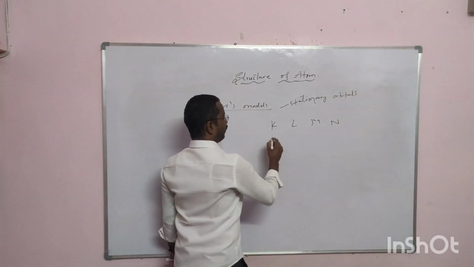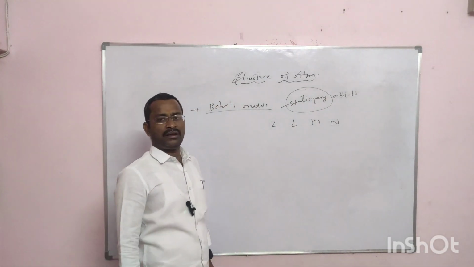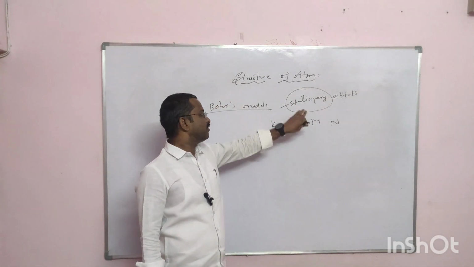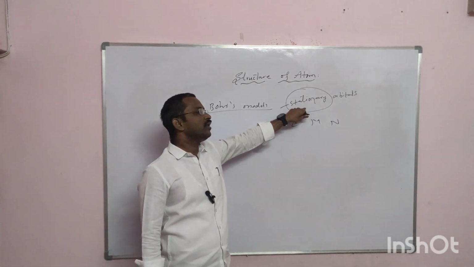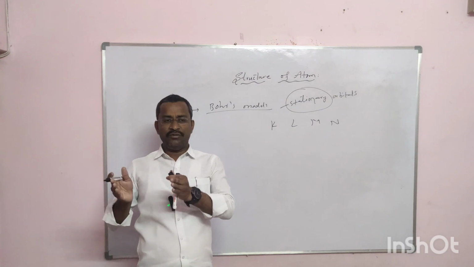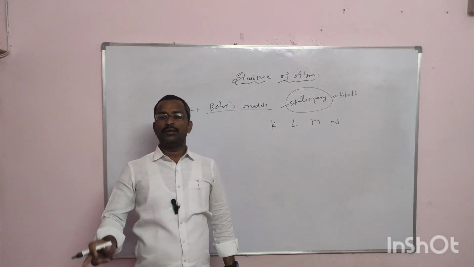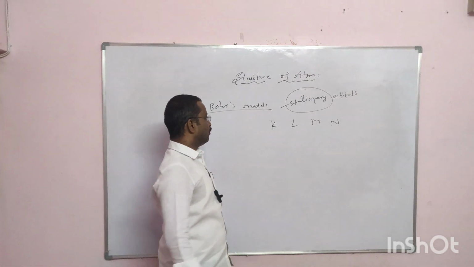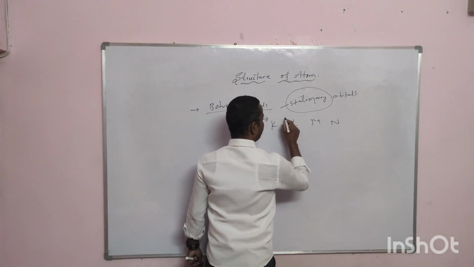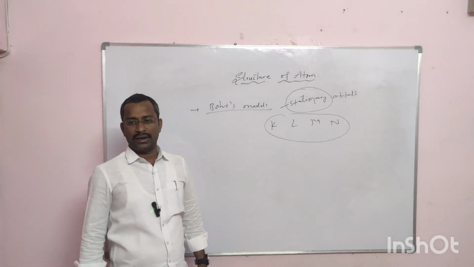So they are named K, L. What do we mean by stationary orbitals? As long as electrons are revolving around the nucleus in these kinds of orbitals, they do not lose energy. The energy of those electrons is fixed. So we call them stationary orbitals. Orbital is nothing but a path in which electrons are revolving. So K, L, M are the main shells, as explained by Bohr's model.